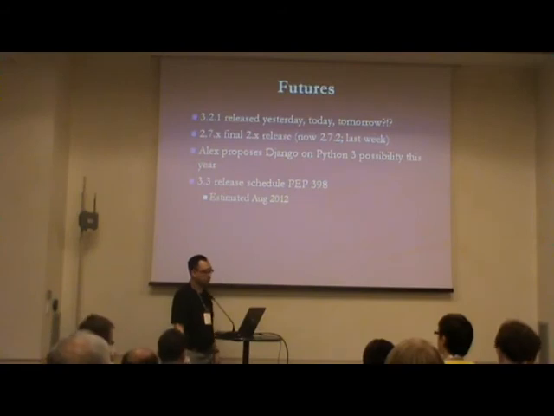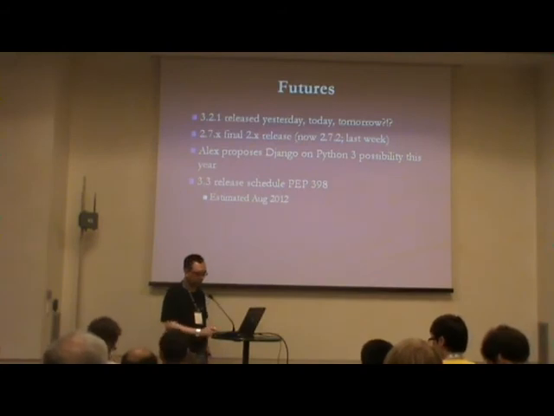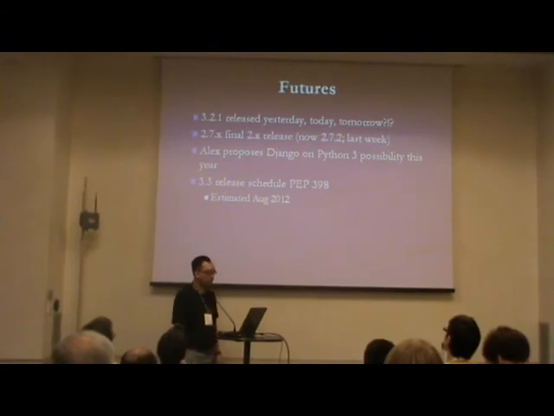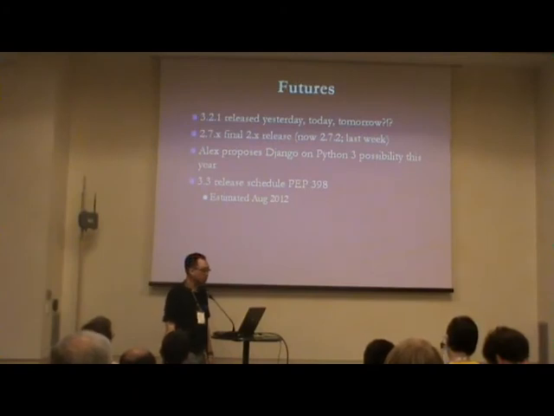Alex Gaynor was proposing that he thinks it's possible to port Django to Python 3 this year. So we'll see about that. He wants that to be a Google Summer of Code project, so I don't know if they've got people lined up for that yet. And then Python 3.3, if you want to find out more about that, the release schedule is PEP 398, and that's estimated for August of 2012. So it'll be a while. 3.2 will be the version for a while. They'll probably be delayed beyond August.